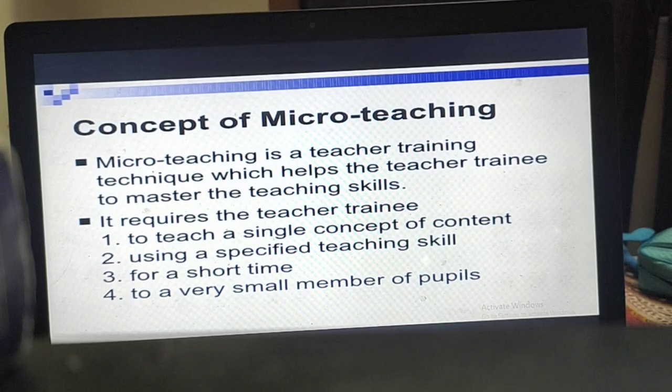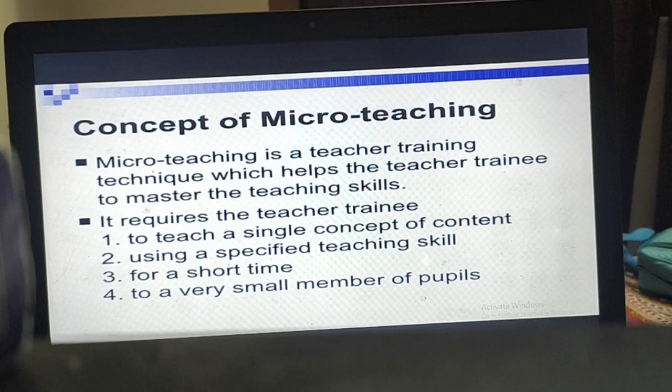The word micro came from the Greek word micros, which means very small. Micro teaching is one of the recent innovations in the field of education. The teacher can develop their skills through micro teaching. Therefore, micro teaching is very effective for the teaching learning process, particularly for teachers. So first you have to learn the concept of micro teaching.